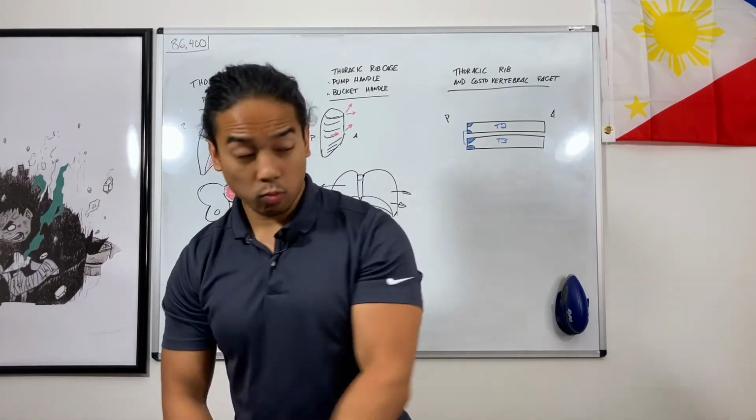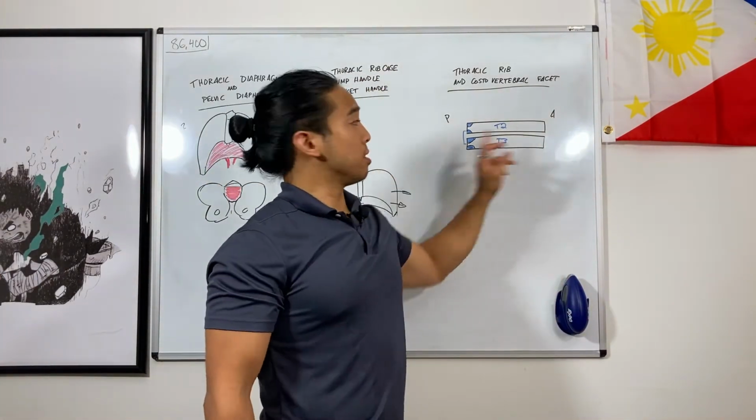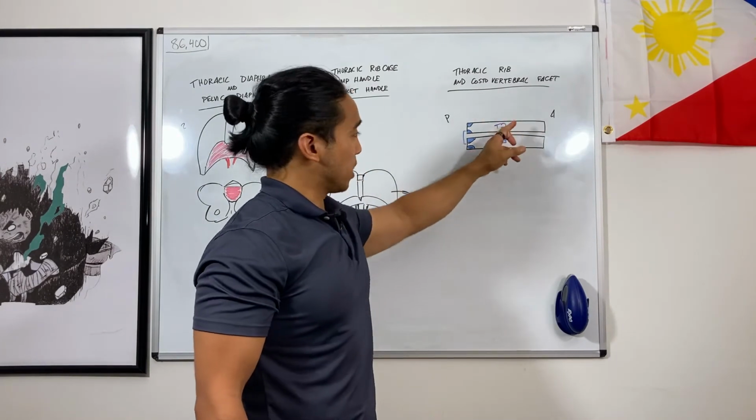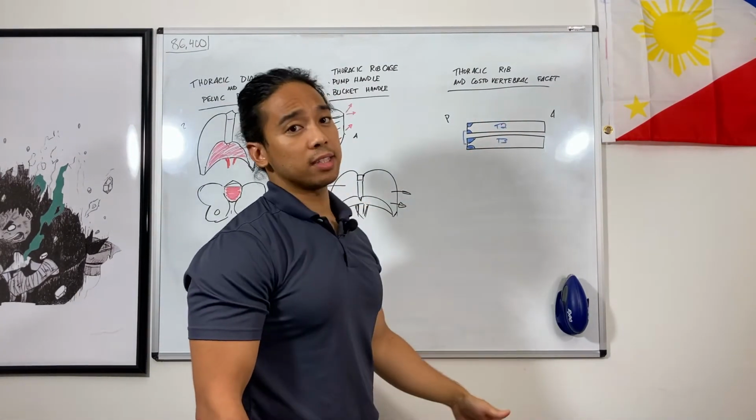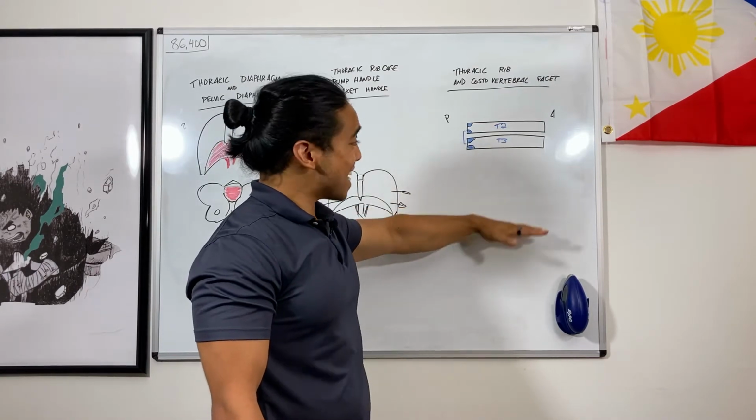So we have this. What we have here, this is anterior, this is posterior. You know, if I just write T2, T3, and then we go all the way down to T12, what we have from T2 actually to T9, okay?